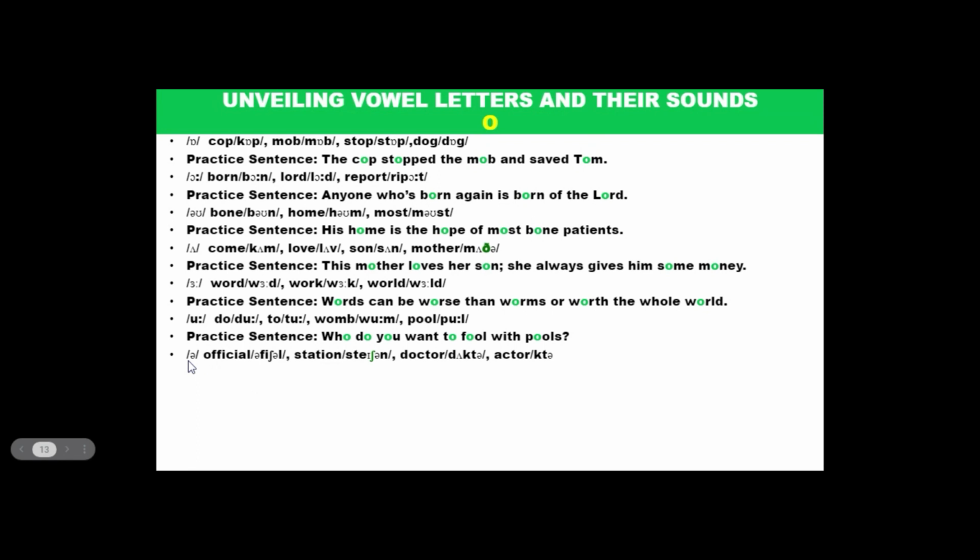The next sound represented by the vowel letter O is the schwa sound, and we have this sound in words such as official, station, doctor, and actor. Practice sentence: The doctor and the actor met with the official at the station. Notice the schwa sound in doctor, actor, official, and station.